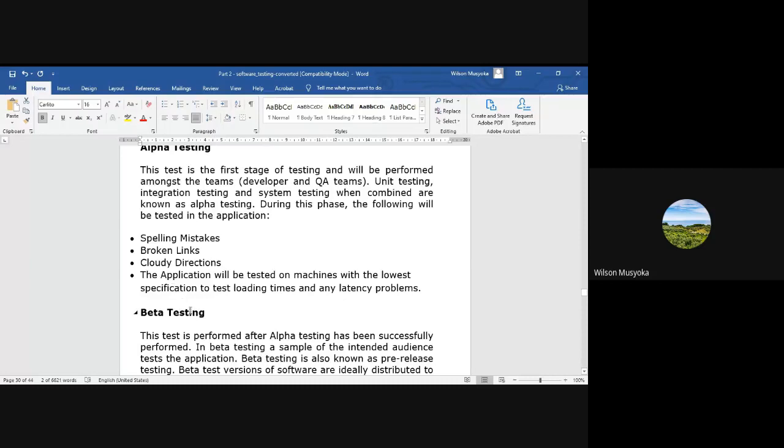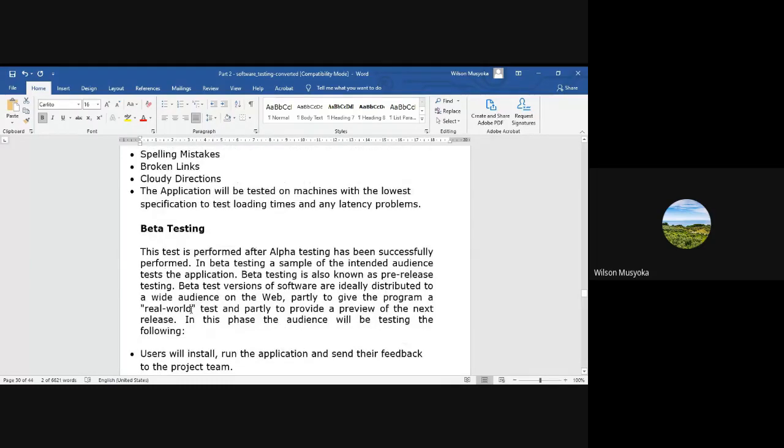But when it comes to beta testing, it is performed after you have successfully completed the alpha testing, and it is intended to test the system before it is released to the user. And here it is being tested in a real world scenario.